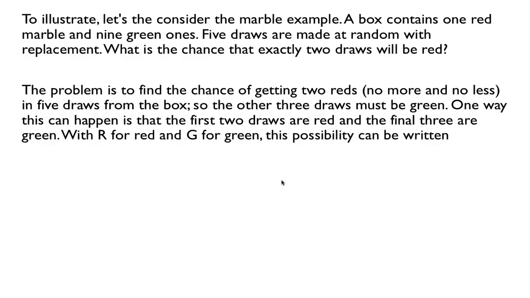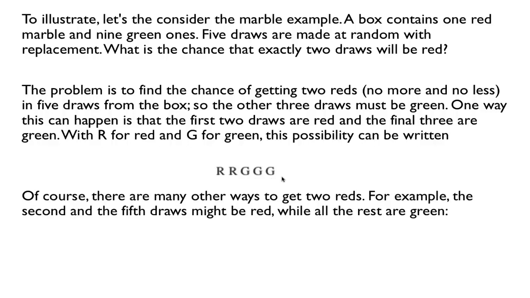So one way that this can happen is that the first 2 draws are red and the final 3 are green. So you can write it like this. Again, we're picking 5, and to get exactly 2 red, one way is to get 2 red in the first 2 draws, and then 3 green in the last 3. Of course, there are actually many other ways to get 2 red. For example, here's another one. Maybe you get a red the second time you pick, and then the last time you pick, and the rest are green.